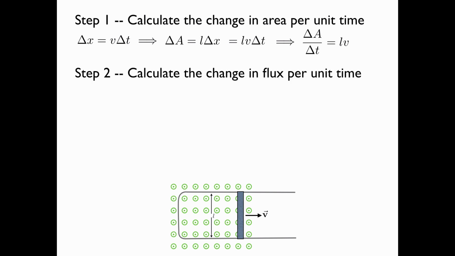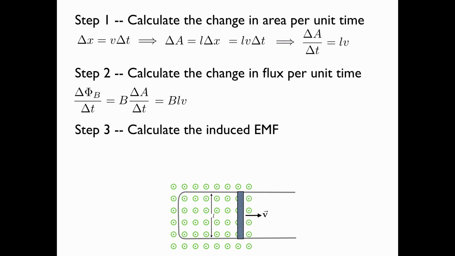Now we'll calculate the change in flux per unit time. This is simply B times the change in area per unit time, because flux is simply B times A for a spatially constant magnetic field, and a magnetic field which is perpendicular to the loop. Altogether, this is BLv.